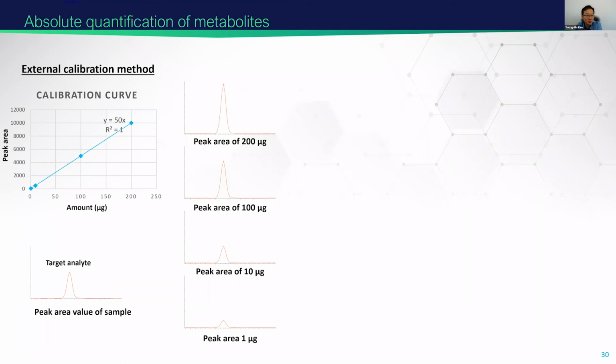We can just prepare a serial dilution of the standard sample. We can inject 1 microgram, 10 microgram, 100 microgram, 200 microgram, and we can get the corresponding peak area of the standard runs. And then we can make a calibration curve. Then we run the target sample, and we acquire the peak area value. So if the peak area value is about 4,000, we can calculate that, oh yeah, there are 80 micrograms in the sample.